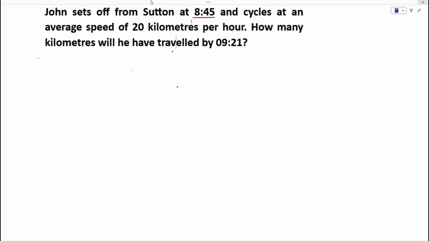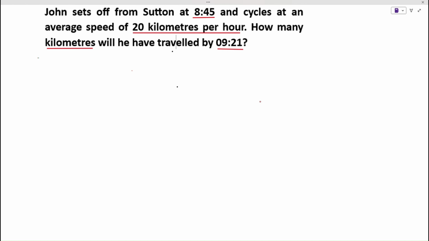In this video, we will be doing another question, and here we have to calculate the time and then use our equation speed equals distance over time to find our distance. So, let's see our question. John sets off from Sutton at 8:45 and cycles at an average speed of 20 kilometers per hour. How many kilometers will he have traveled by 9:21?